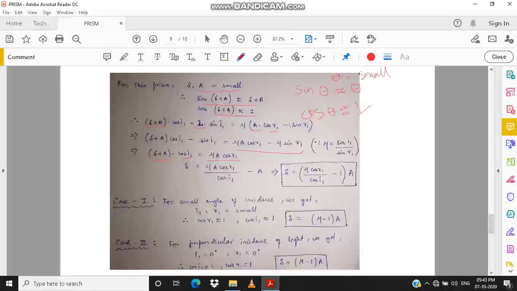Why? Because we already know from this formula that mu into sine R1 is actually sine I1. So we just write the sine I1 in this place. So this part and this part actually cancel out, right? So we finally get this equation.